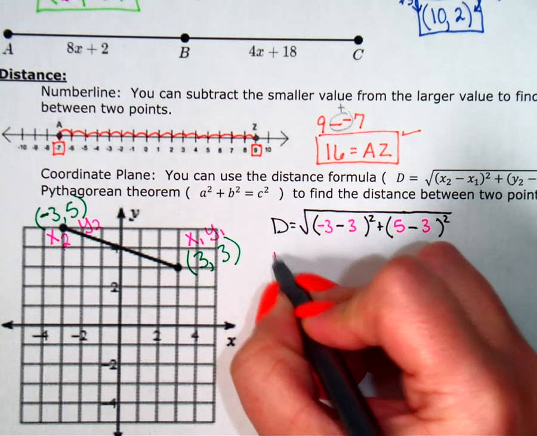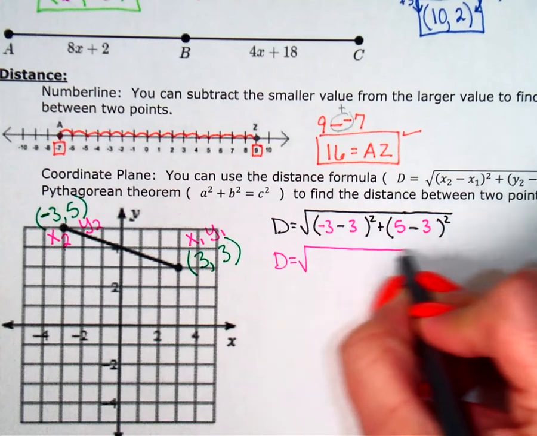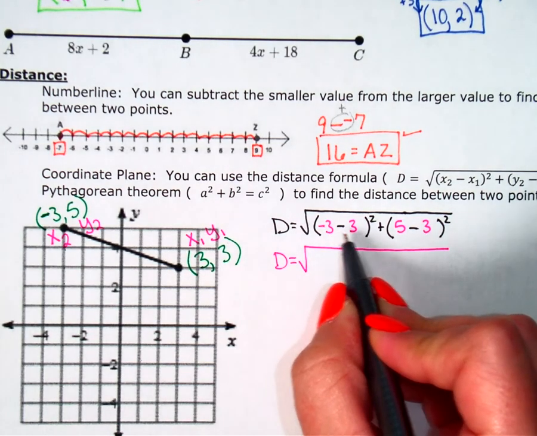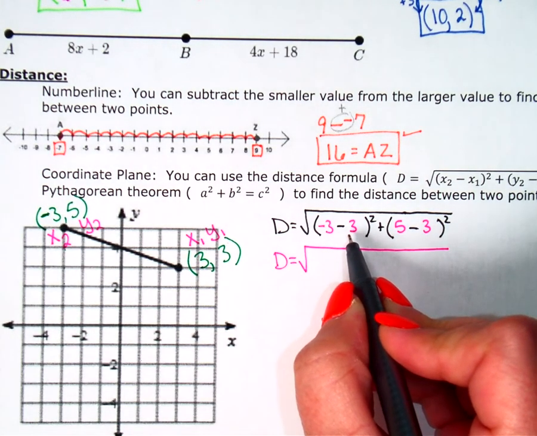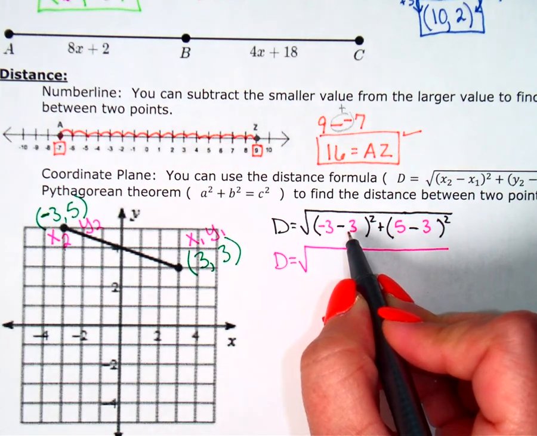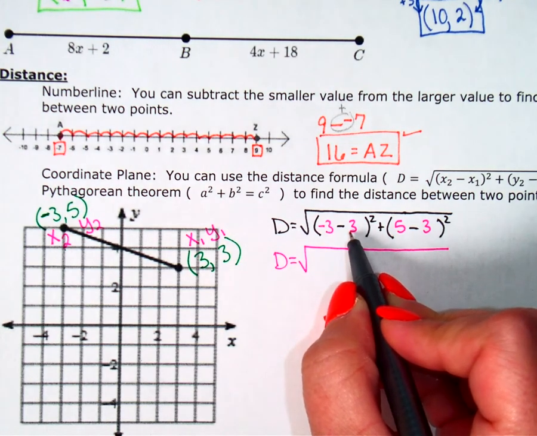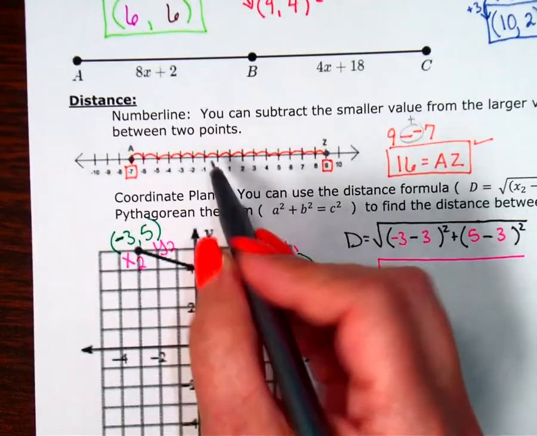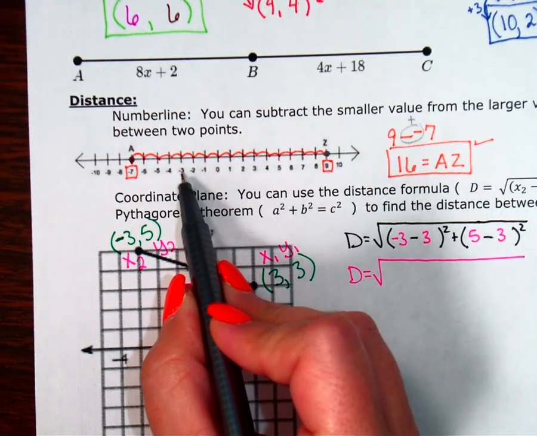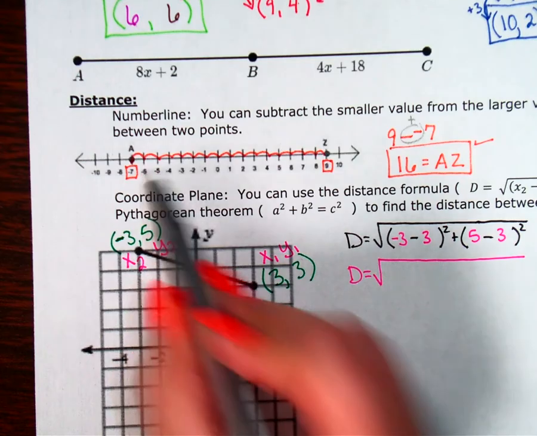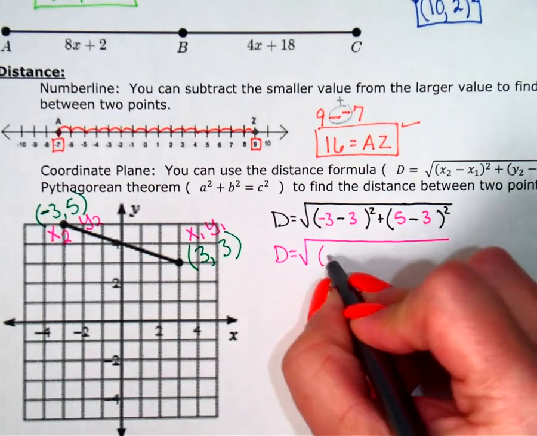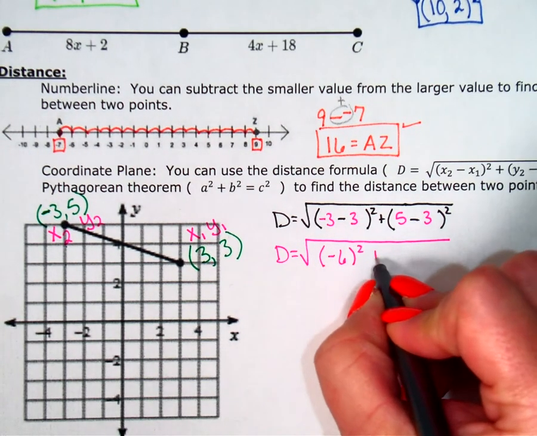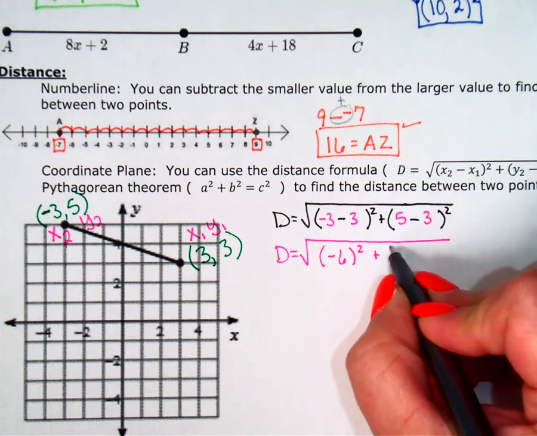Okay, so from there, now I can start solving. So my distance equals the square root of, now be real careful, -3 minus 3. A lot of us get real quick and we accidentally say that's 0. But -3 and then you go even 3 more negative, right? You take 3 away from -3. Look up here at this number line. -3 and then I take 3 away, I end up at -6. Plus 5 minus 3 is 2.